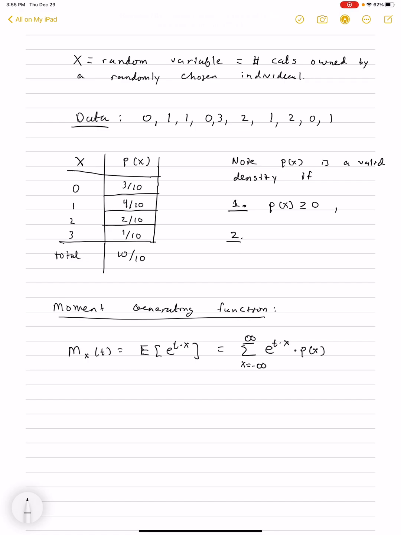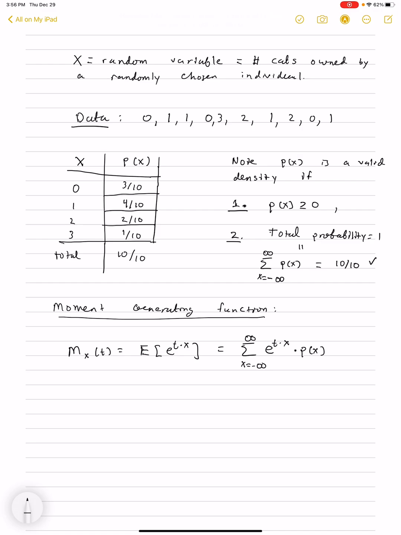The second is that total probability is 1. Total probability is calculated by summing up the values from negative infinity to infinity of p of x. In this case, that just corresponds to adding up the probability x is 0, 1, 2, and 3, and that gives us 10 out of 10, so that is also a check.